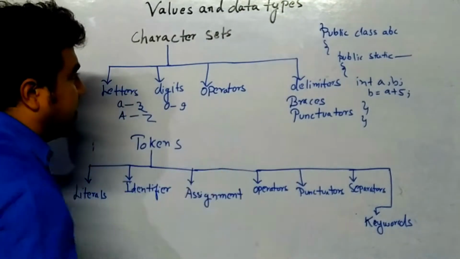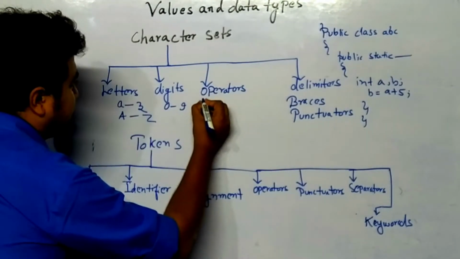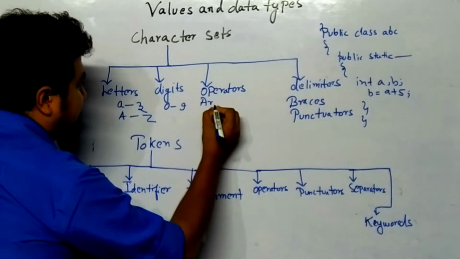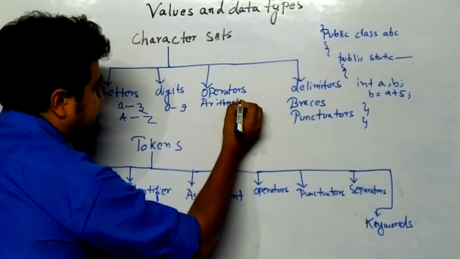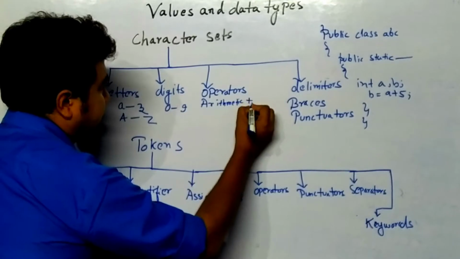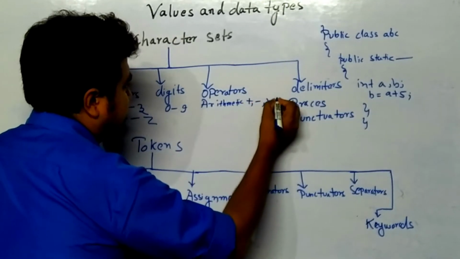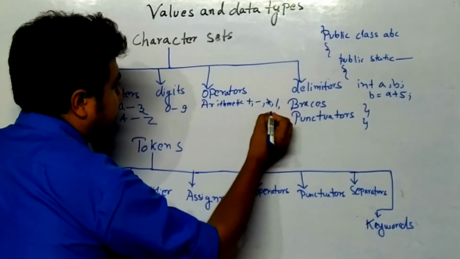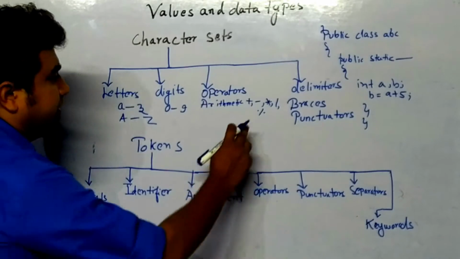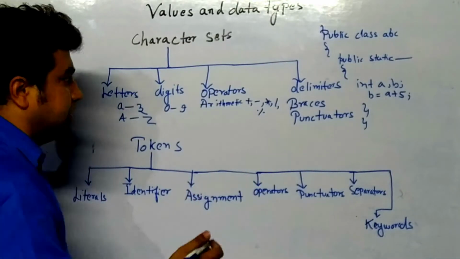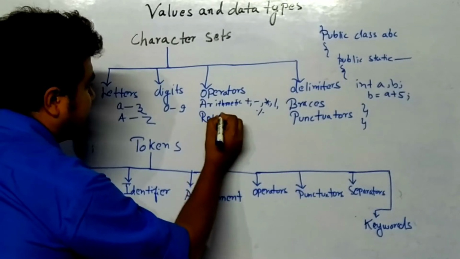Now operators. You can have different types of operators. One is arithmetic. Arithmetic means plus, minus, multiplication and divide operators, and one more operator we must know about, modulus, that is the remainder, for finding the remainder. These are arithmetic. Then relational operators are also there.